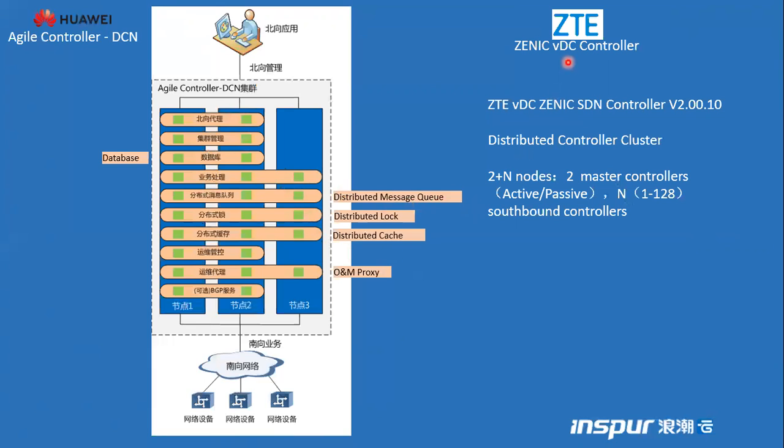For the ZTE controller, it also uses the same way. Here they have two master nodes in active passive mode. For northbound, they can scale them to 128, right? So if we have more and more compute nodes, they just scale the southbound controller. For the master controller, they still have two nodes there. So I think this way is more scalable than the current ODL clustering design.